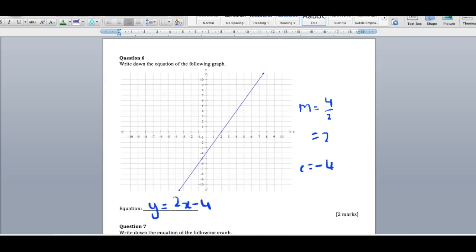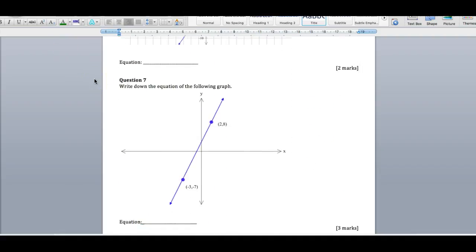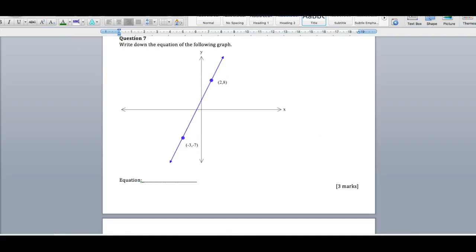All right, moving on to question 7. Question 7 is a little bit harder because we don't have any grid lines or scales on there. So it's basically meaning you need to be able to find the gradient and the y-intercept given 2 points. So these are our 2 points here, (2, 8) and (-3, -7).